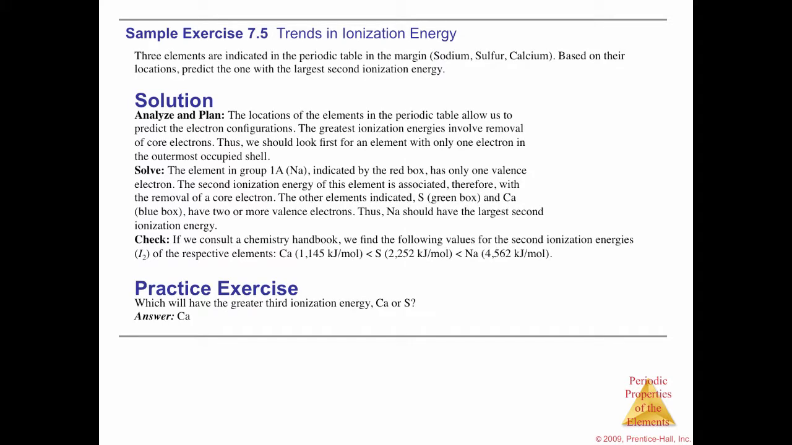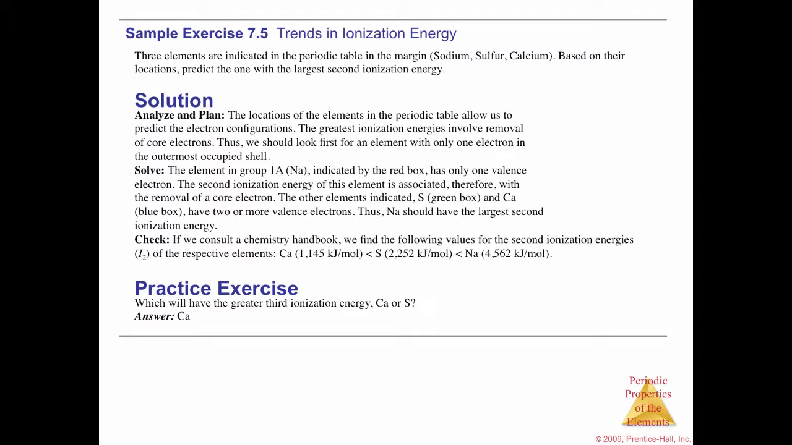Sample exercise 7.5, Trends in ionization energy. Three elements are indicated in the periodic table in the margin of your textbook. This is on page 260. They are sodium, sulfur, and calcium. Based on their position or their location in the chart, predict the one with the largest second ionization energy.